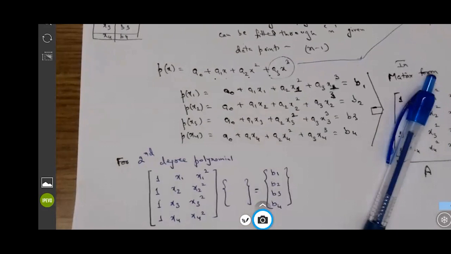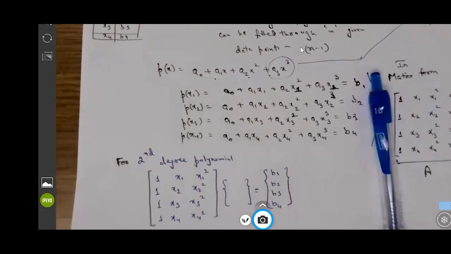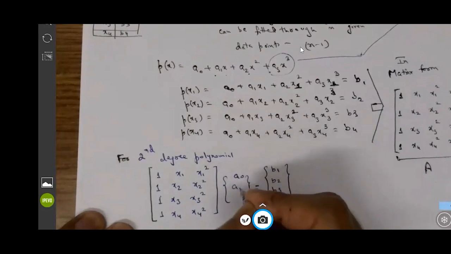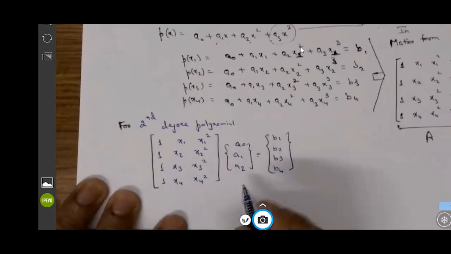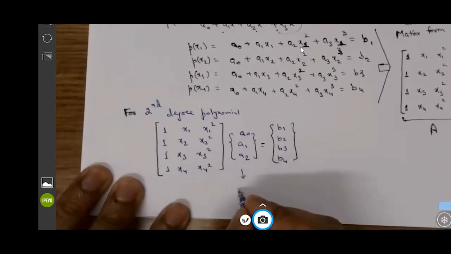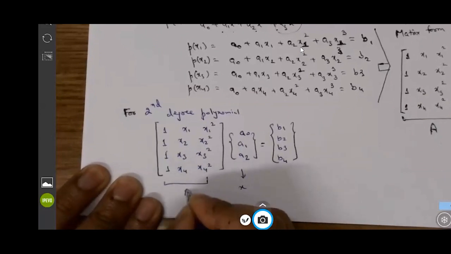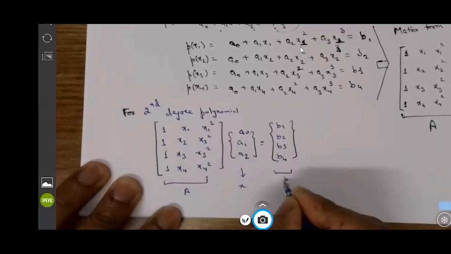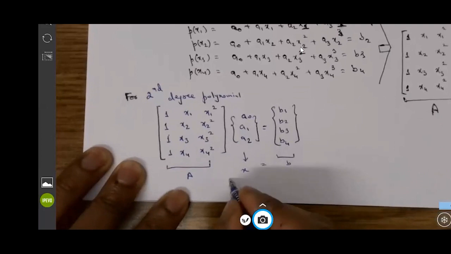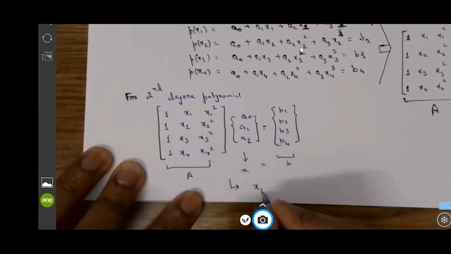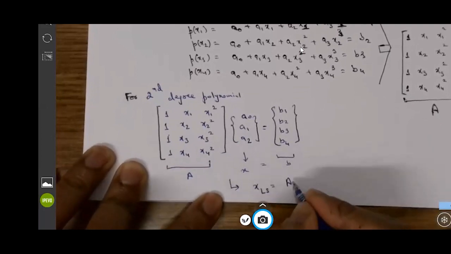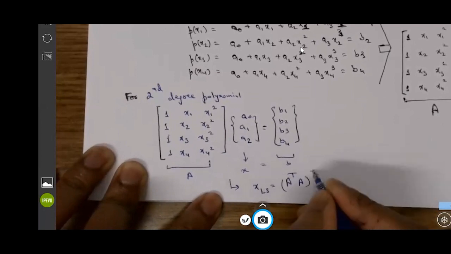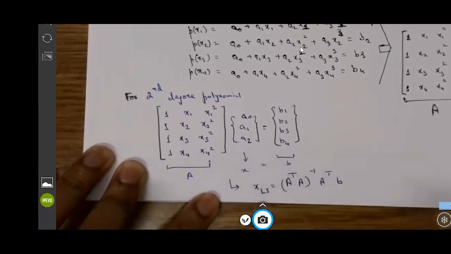Let me now randomly pick a student from the class. How about Victor Lopez? Yeah, it would be a0, a1, and a2. Perfect. So a0, a1, and a2, and this will be your unknown x. This is your known A, and this is your known B. In this situation, you are going to use the least square solution, where it will be A transpose A inverse times A transpose times B.